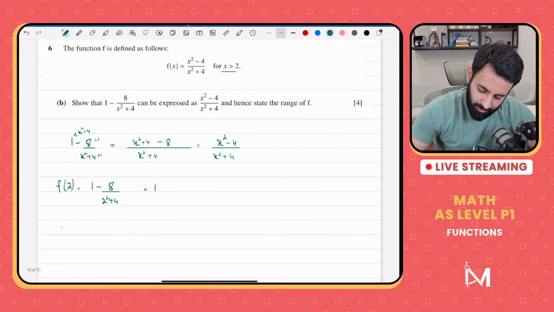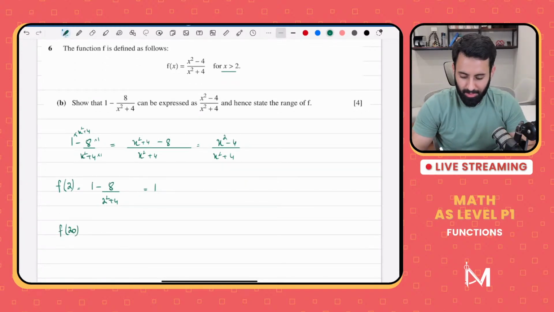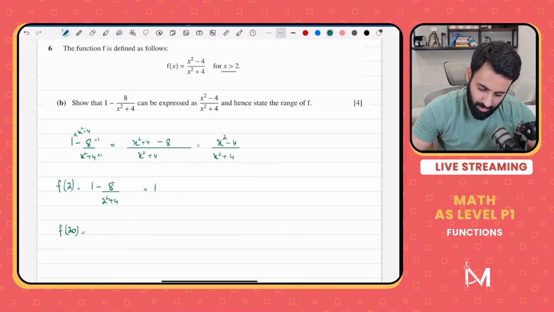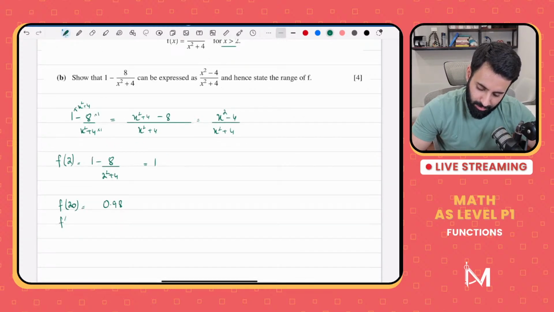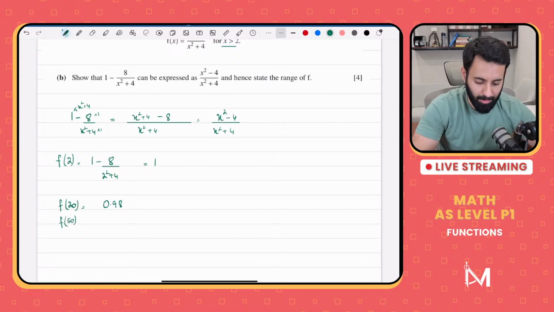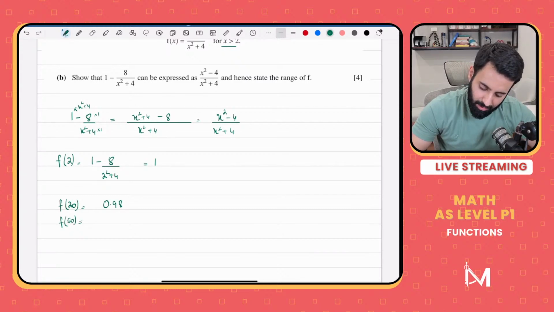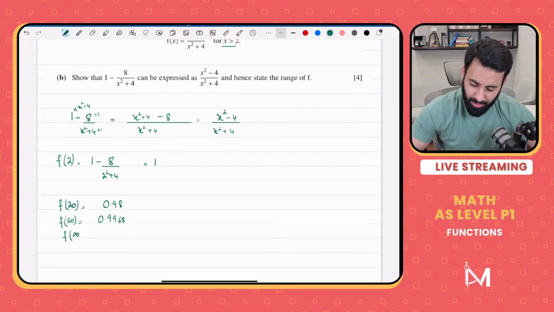Now let's plug in 20. And this I'm going to do directly in the calculator. 1 minus 8 upon 20 squared plus 4. So we get 0.98. Let's plug in 50. Okay, remember, what are we doing? We're trying to identify a trend over here. If you plug in 50, you get 0.9968.